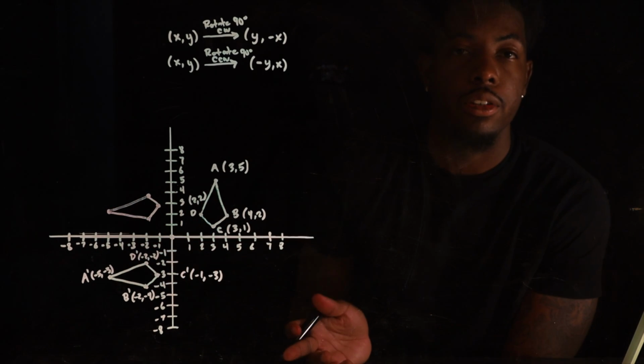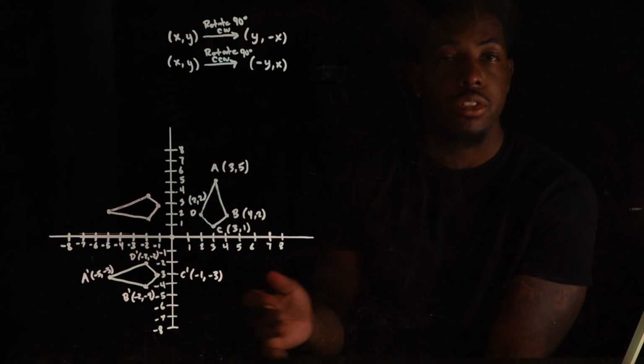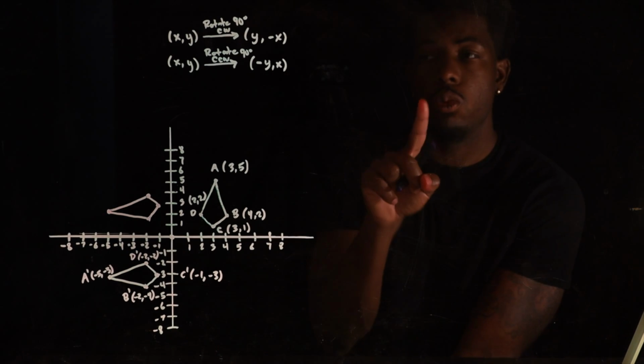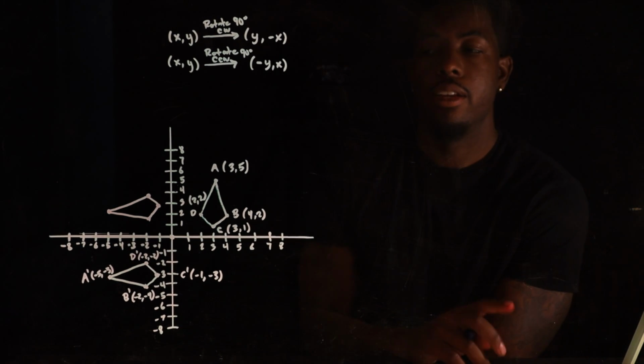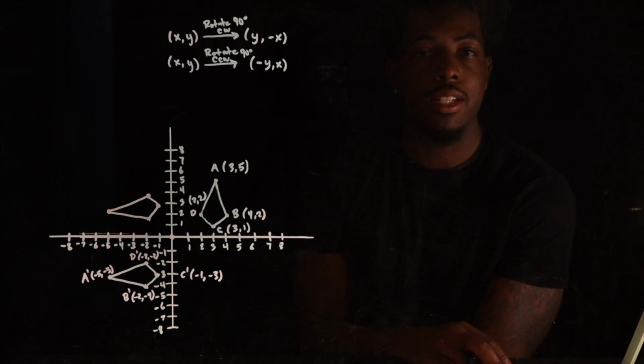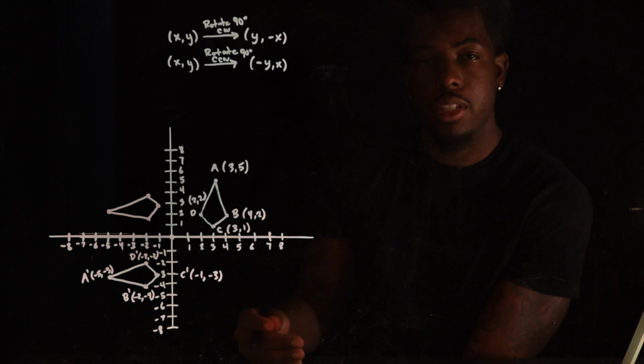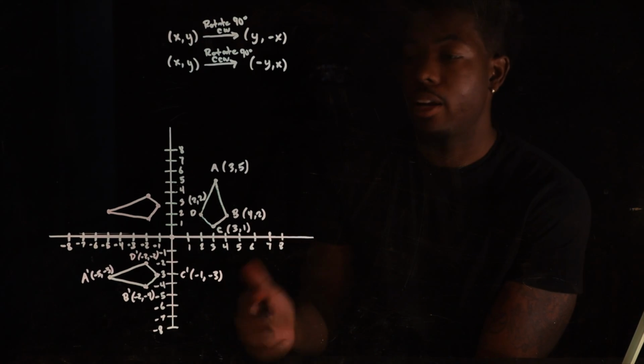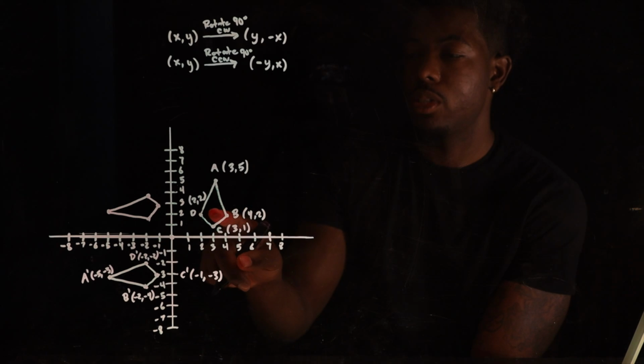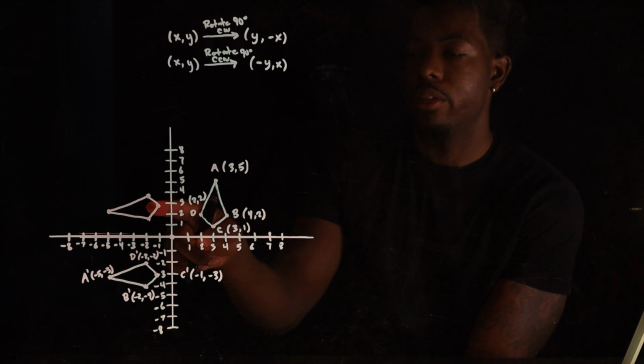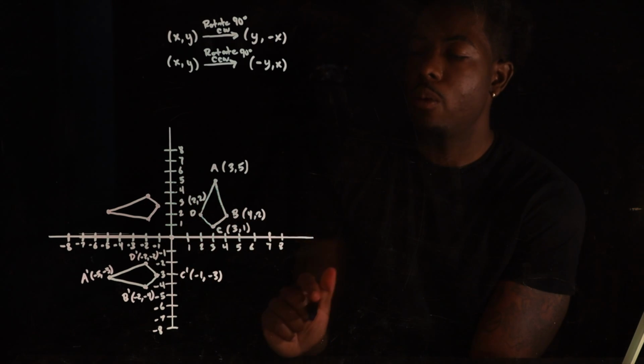And now what I need to do is perform another transformation. So I performed one transformation, which was a rotation of 90 degrees counterclockwise. Sequences of transformations require more than one. I only did one here, which I rotated ABCD 90 degrees counterclockwise. Now what do I need to do?